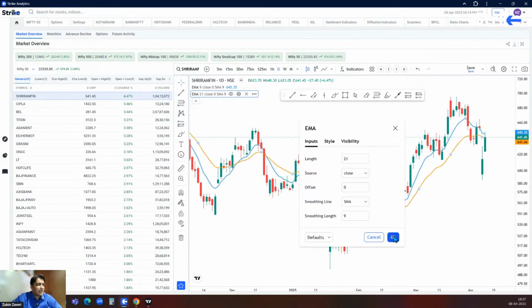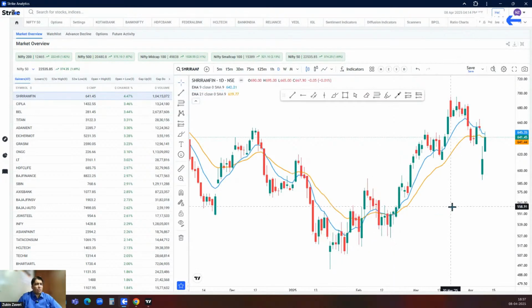All right. So now many people ask me, why 9 and 21? So basically 9 is because it was a default. I wanted a shorter period moving average. And why 21? Basically, 21 is kind of a Fibonacci number also. And in a month, on an average, there are 21, 22 trading days. All right. So that's why we have taken 9 and 21 moving averages.